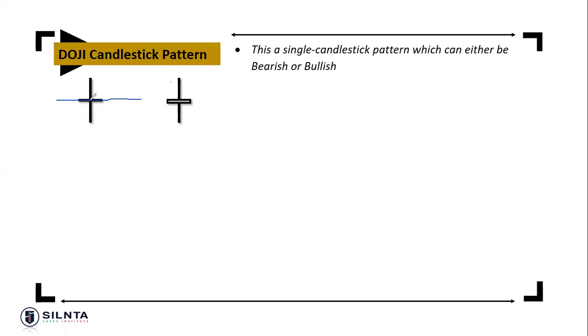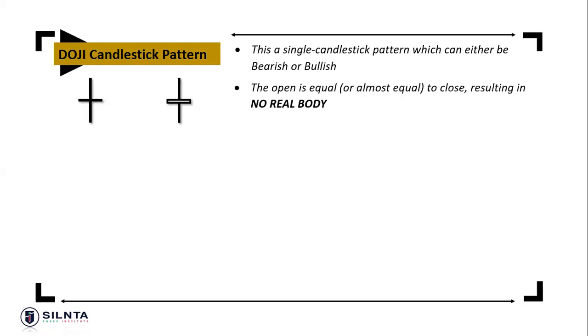Then it either goes up and down, it doesn't matter. Let's say it goes up and then it comes back, it goes down, then comes back and closes at the same level where it opened. That is what the doji is telling us. The open is equal or almost equal to the close, resulting in no real body. That's why the level where it opened and where it closed is the same, and it does not create room for a body to show. Are we fine there?